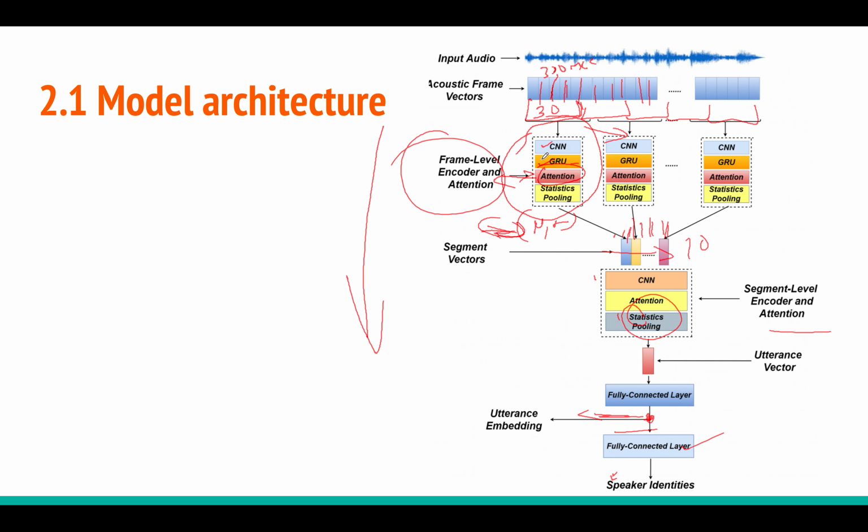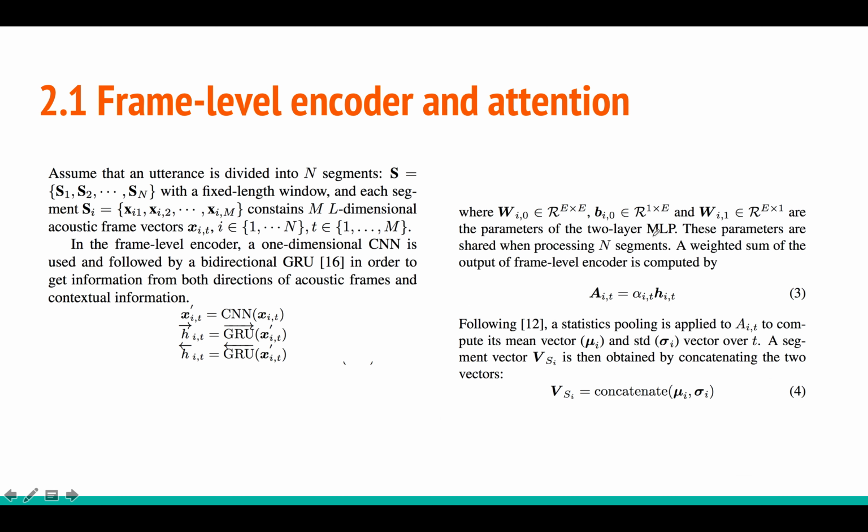Then you feed them through a sequence of CNN and GRU along with attention. Then you pool them and do the same thing for all segments, and those segments you again pool to get an utterance level vector. So simple as that. Now let's go and understand in detail what is there in the frame level encoder and attention. I don't have to explain this in complete detail because many people will know what CNN, GRU and attention are. I'm just putting the equations in front of you.